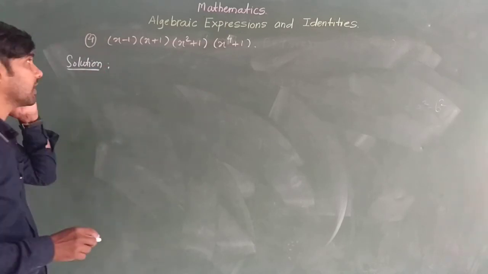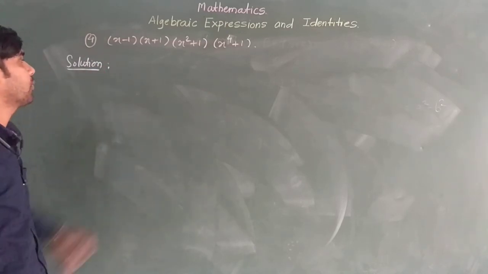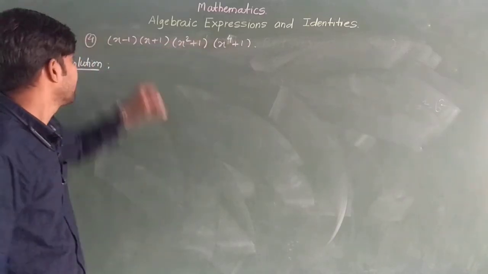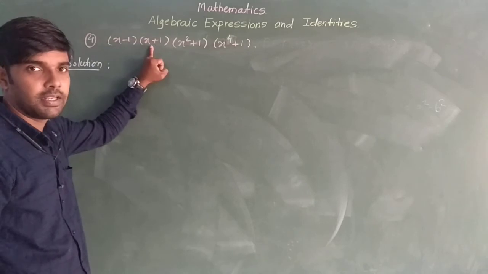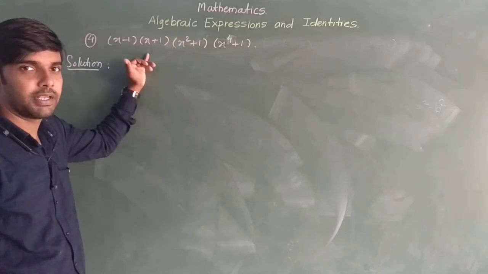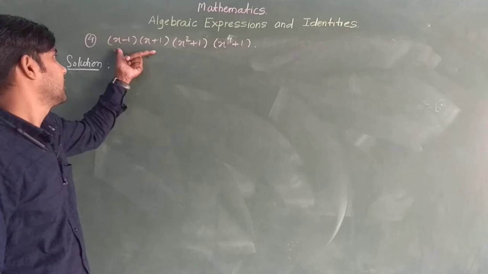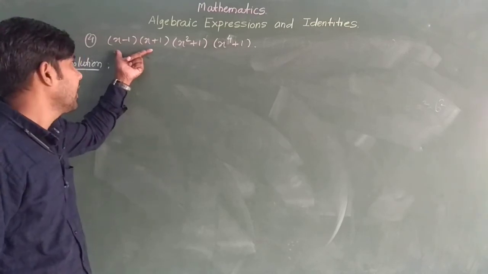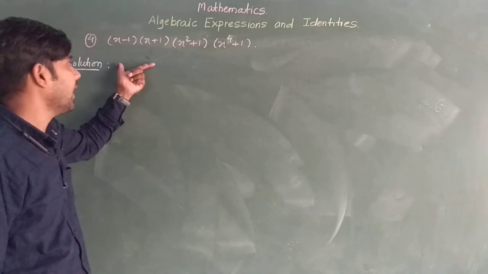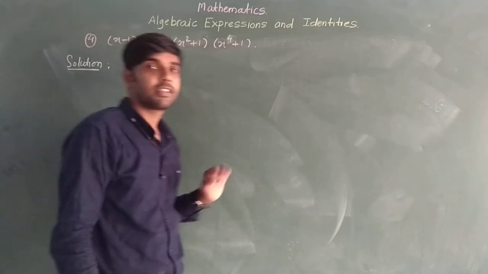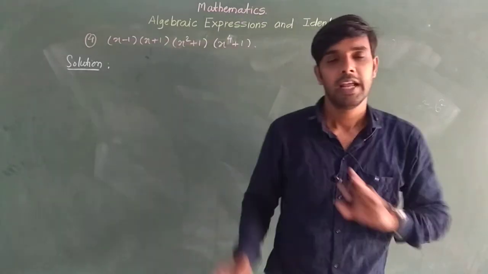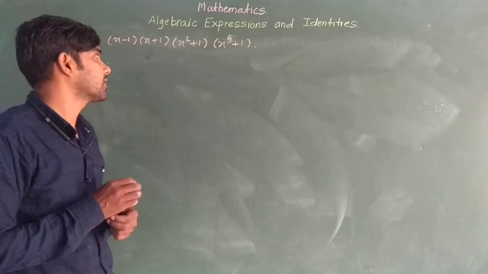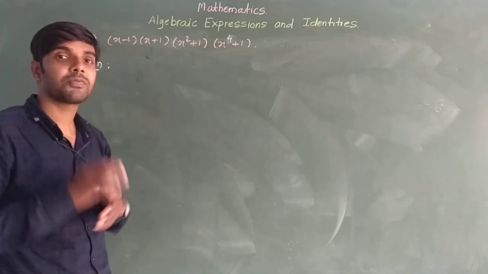If you observe the question, the product of the given four terms is: the first, second, third and fourth: x minus 1, x plus 1, and again a plus b, a minus b. First we will find the product of these two terms, then the product of the third term and fourth term. And again we will compare the answer to see which identity it matches.